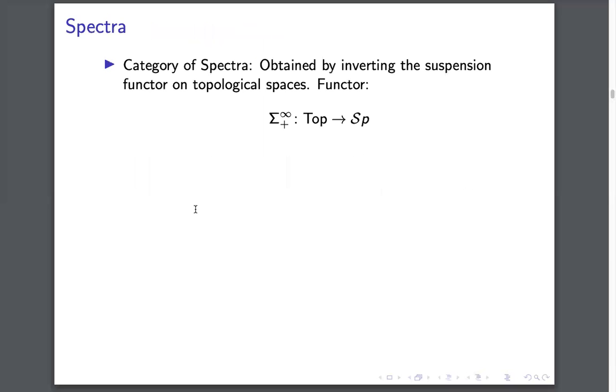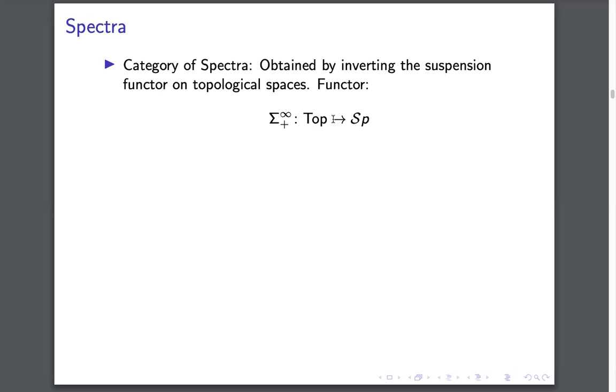Okay, so for those who haven't seen much about spectra in a long time, I will try to do a very fast reminder about spectra and a few things I use about spectra. One can think about the category of spectra as a category obtained from topological spaces by inverting the suspension endofunctor on topological spaces. If you have a space, you can take its suspension, so there's that endofunctor on topological spaces, but this is not really invertible.